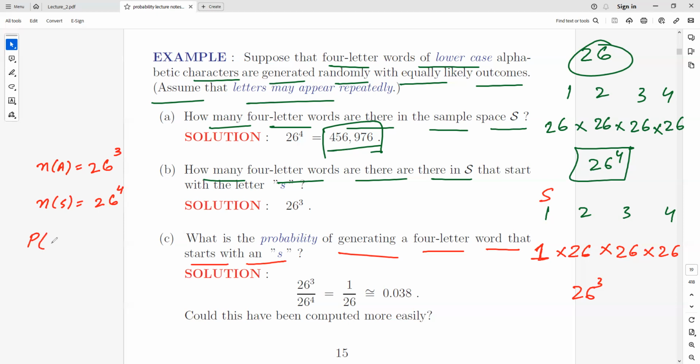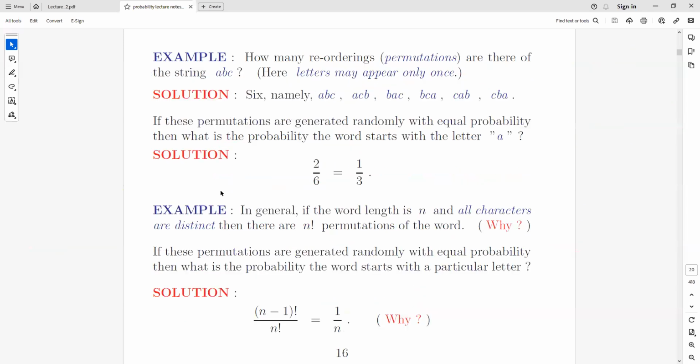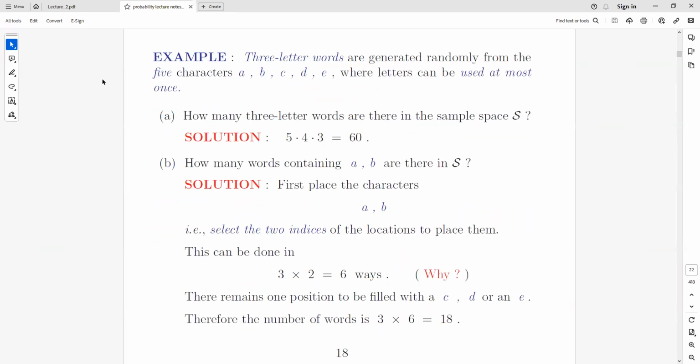So the probability of this event, that is, generating a four-letter word that starts with S, is 26 cubed over 26 raised to the power 4, which is this much, 0.038. That means it's only a 3.8% chance that we construct a four-letter word that starts with S if we randomly choose alphabets from the 26 alphabets, right? So this is how we can see it. Now there are more examples, but we will move on quickly because some of them are very elementary.